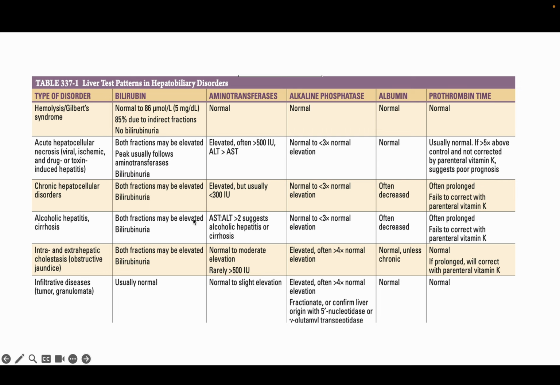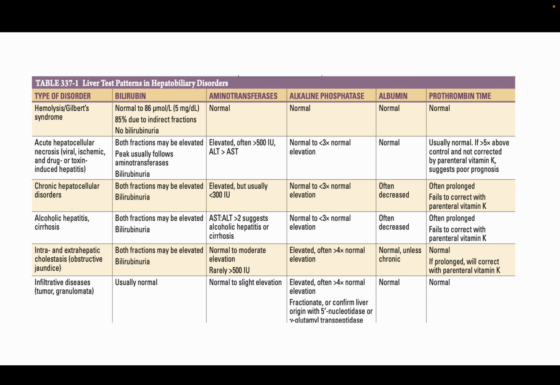Even in alcoholic hepatitis, generally bilirubin might be elevated, but the ALT and AST ratio will help you. An AST by ALT ratio is suggestive of alcoholic hepatitis or cirrhosis. Generally, ALP will be less than 3 times the limit of normal. Albumin will be decreased because of poor nutrition and so on. PT will be prolonged in cirrhosis, like in severe alcoholic hepatitis, and fails to correct with vitamin K. So in all cases of hepatocellular disease, like hepatitis or alcoholic hepatitis, it fails to correct with vitamin K.